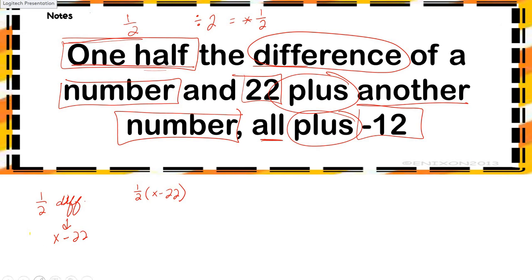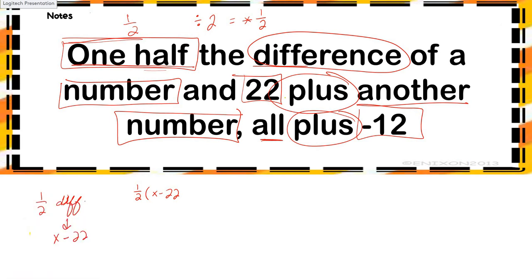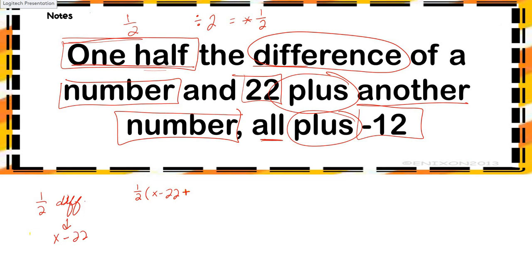So I actually got a little bit ahead of myself here. Since there's no comma here, we have to look at this all as one group of stuff. So I want 1/2 the difference of a number and 22 plus another number. So when it says plus another number, that means we have to choose a different number that we don't know. So I can't use x again. Here I used x. Since this is another one, I have to use a different variable. So let's use q. That seems like a letter that doesn't get used a lot.